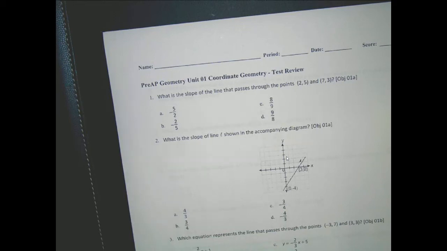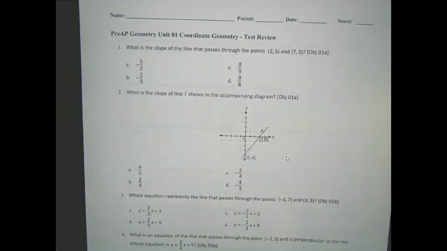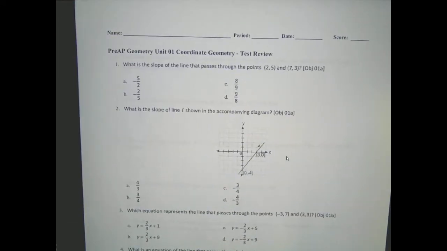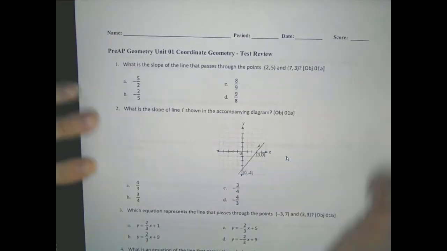So we're going to go through some of this coordinate geometry test review. Hopefully this will help if you didn't understand some things. First one is, what's the slope of the line that passes through (2, 5) and (7, 3)?